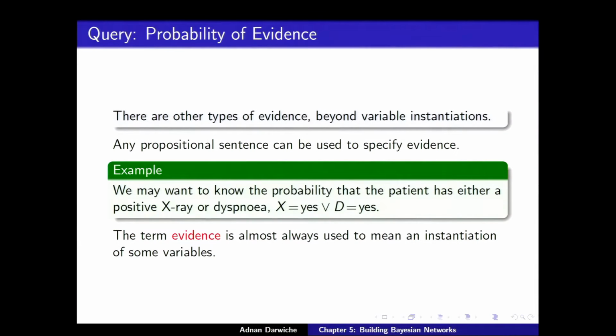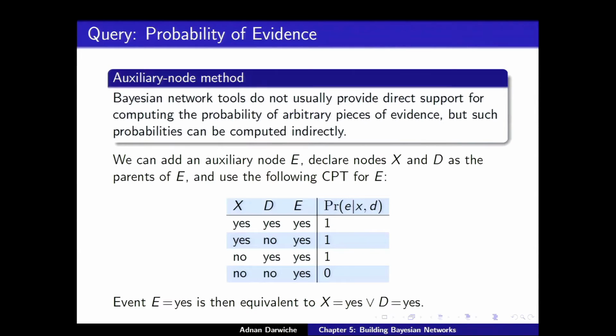How do you do that? What you can do is use the technique that people call auxiliary nodes. You can add an auxiliary node to your model that captures this particular event and reduces this kind of query to the previous kind of query. Look how it works. And this is actually pretty general. You can use it in many other contexts.